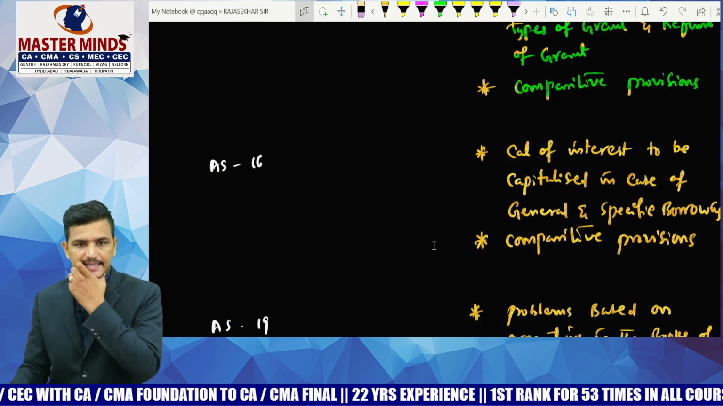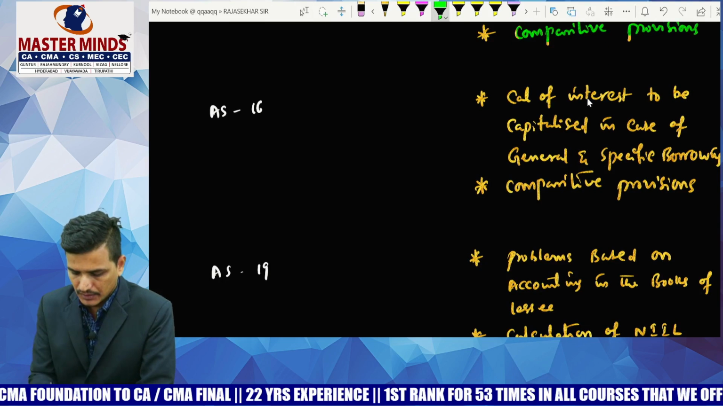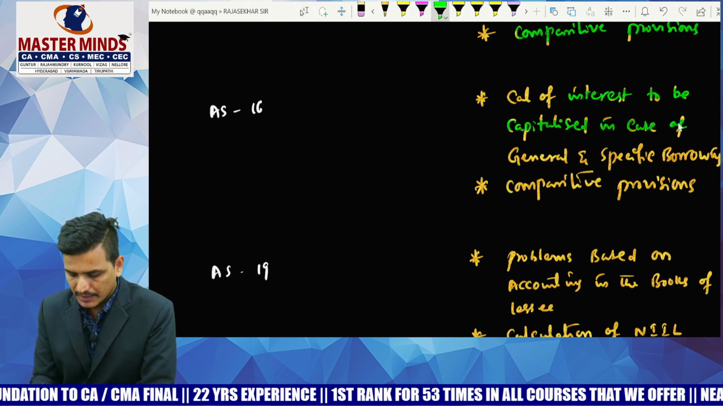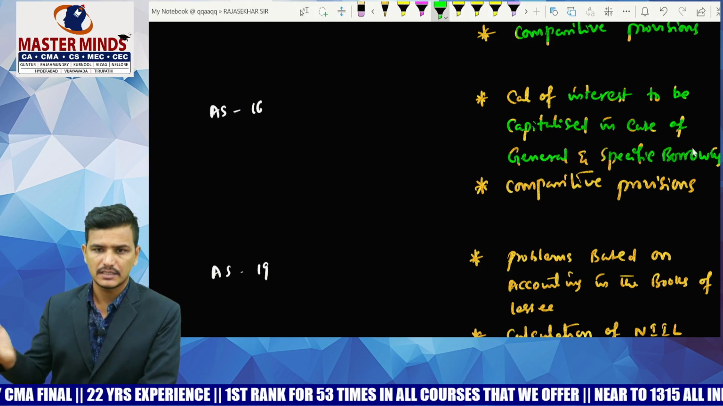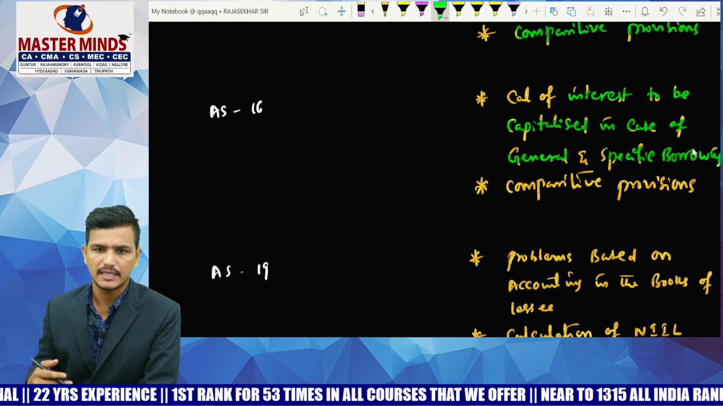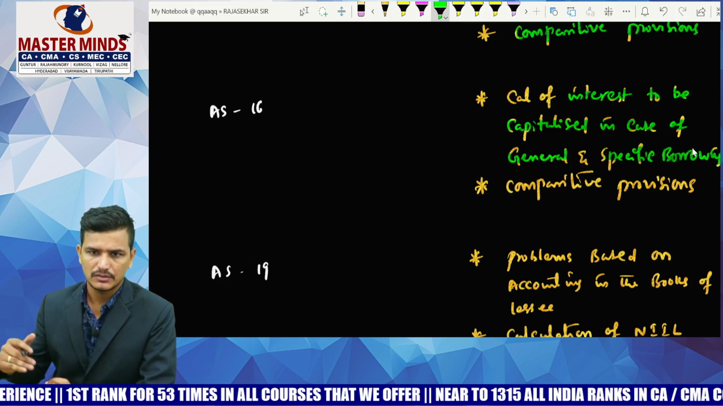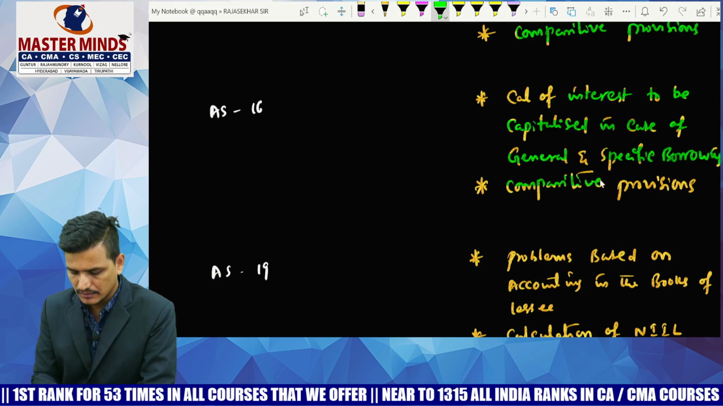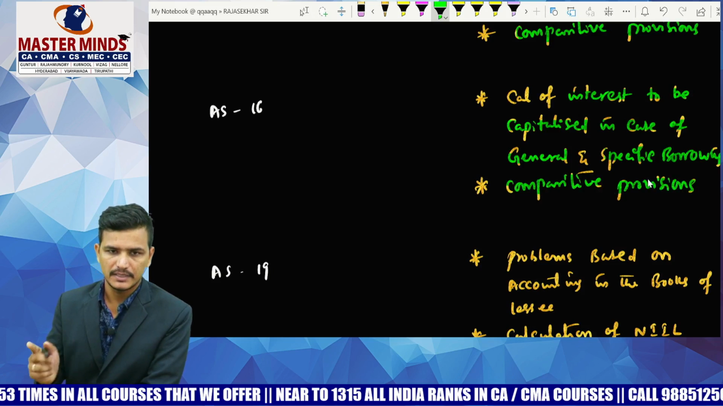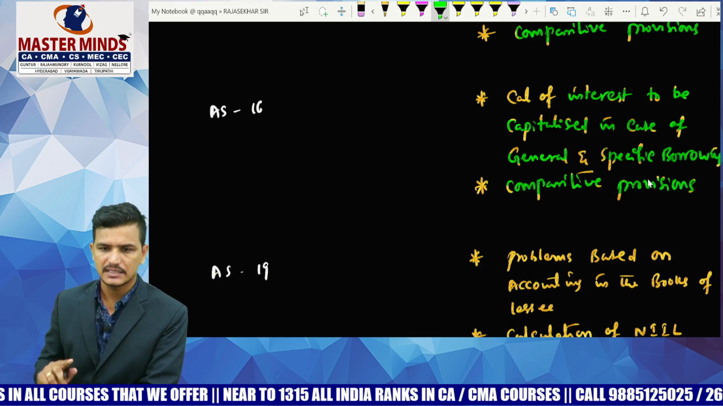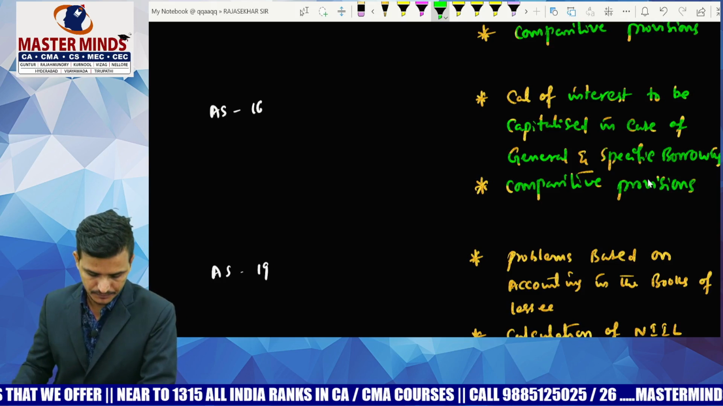Next, coming to AS 16. In case of AS 16, what are the areas that we should consider? First of all, interest to be capitalized in case of general and specific borrowings. In case of specific borrowings and general borrowings, how much amount of interest should be added to the cost of the qualifying asset? Those kind of problems you are required to consider. And next, cover the question which is related to comparative provisions. Here also one question will be there. What are the comparative provisions between AS 16 and the corresponding Ind AS? So just go through that theory question also.